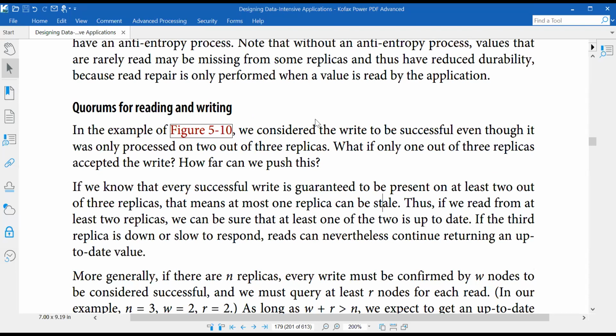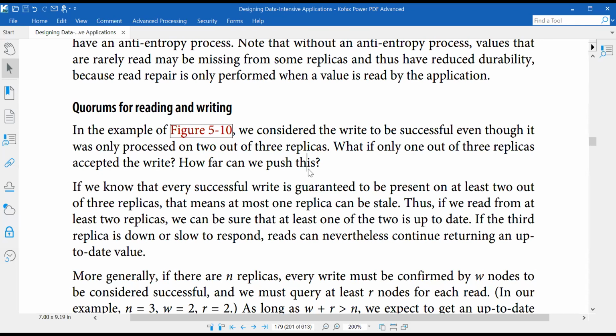Okay, moving forward today with the quorums for reading and writing. In the example, we considered the write to be successful even though it was only processed on 2 out of 3 replicas. What if only 1 out of 3 replicas accepted the write? How far can we push this?